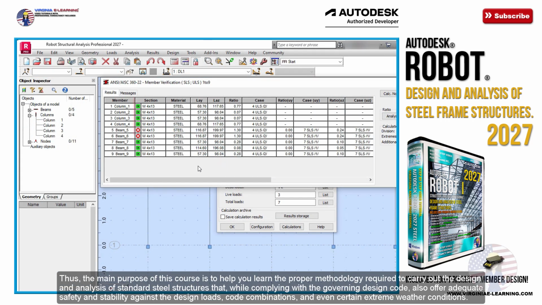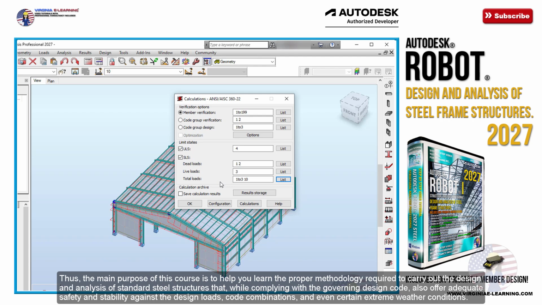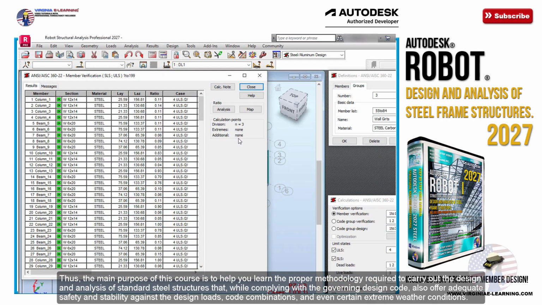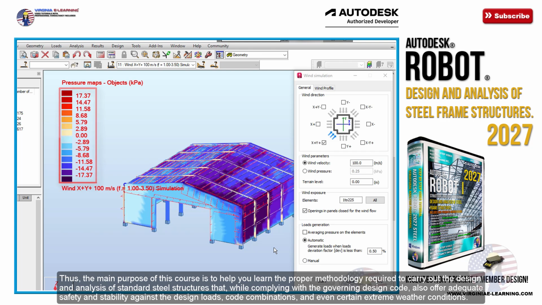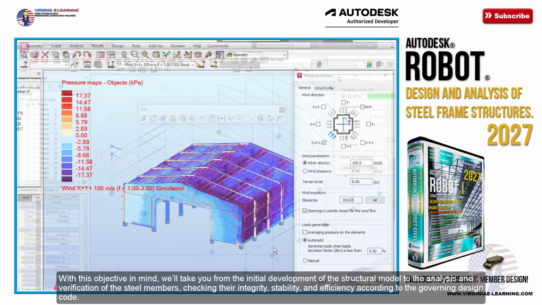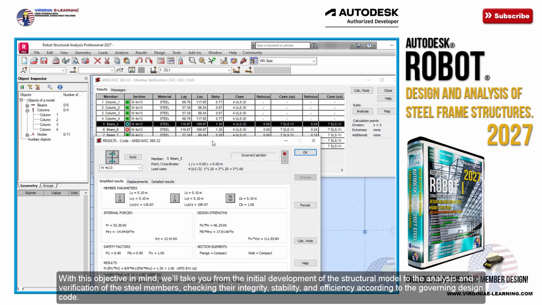Thus, the main purpose of this course is to help you learn the proper methodology required to carry out the design and analysis of standard steel structures that, while complying with the governing design code, also offer adequate safety and stability against the design loads, code combinations, and even certain extreme weather conditions. With this objective in mind, we'll take you from the initial development of the structural model to the analysis and verification of the steel members, checking their integrity, stability, and efficiency according to the governing design code.